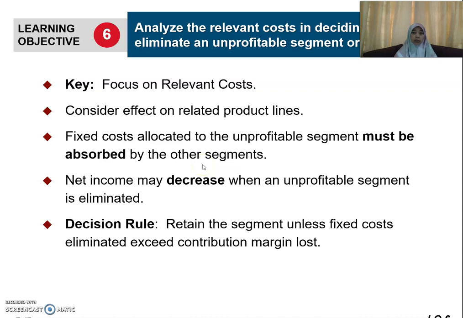So we will see, if you have the fixed cost, what about the fixed cost if you delete this particular segment? Net income may decrease when an unprofitable segment is eliminated. So when you want to make the decision, the decision rule will be: retain the segment unless the fixed cost eliminated exceeds the contribution margin loss. So you are comparing these items. We will look into the calculation to better understand this one.